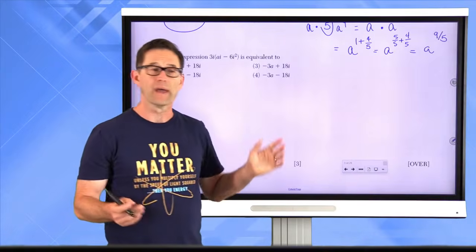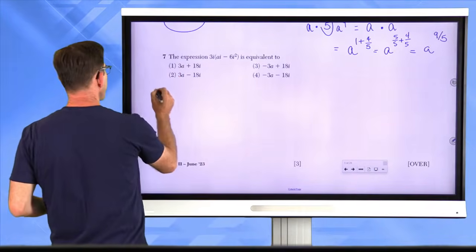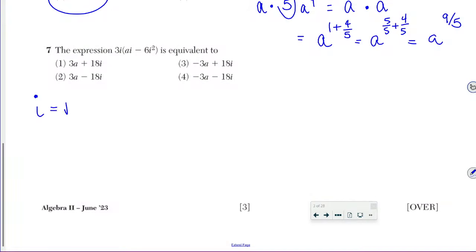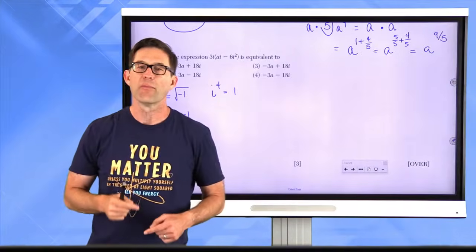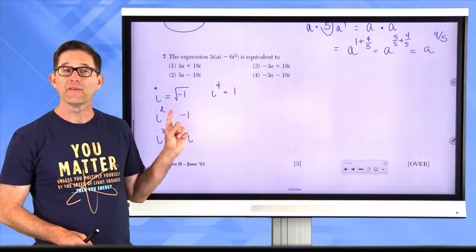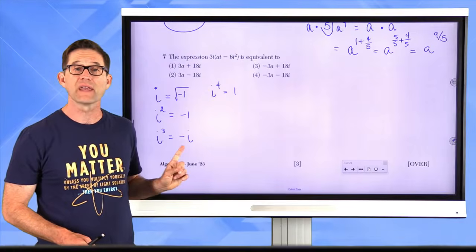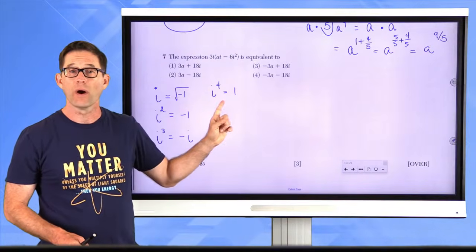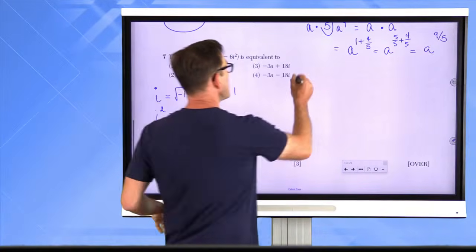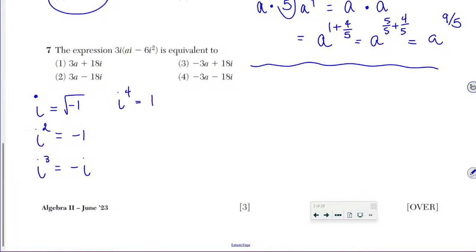So in this case, this is where we're looking at the fact that we've got i, which is the square root of -1, i squared, which is negative 1, i cubed, which is negative i, and i to the fourth, which is equal to 1. So this is what's called the cyclical nature of the powers of i. i is defined as the square root of negative 1, i squared is negative 1, i cubed is negative i, and i to the fourth is 1. So now let's take a look at how we can simplify this particular problem.